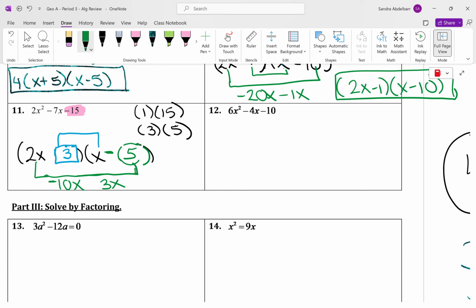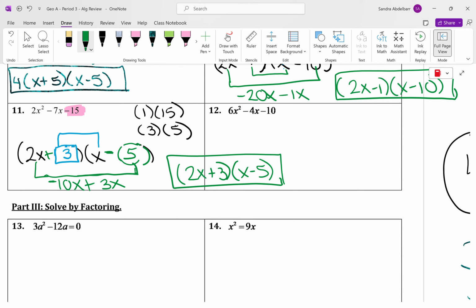We need to put it with the x and 5. So that way 2x times negative 5 is a negative 10x, and then the positive goes with the 3. And then positive 3 times x is a positive 3x. And that gets us to the negative 7. So our factored format is 2x plus 3 and an x minus 5.